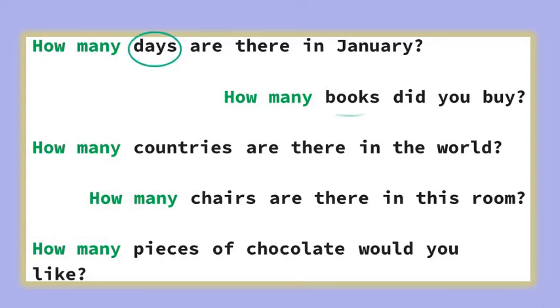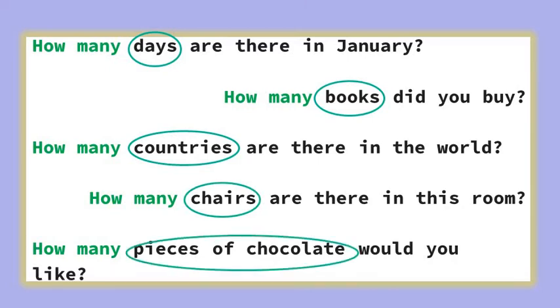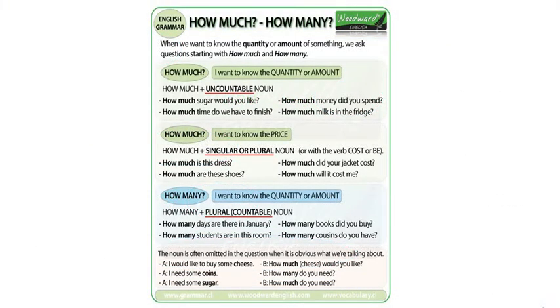Days, books, countries, chairs, pieces. As you can see, all these nouns are countable. Now let's repeat all things. How much we can use when we want to know the quantity or amount, okay?